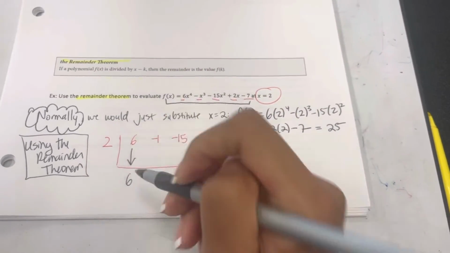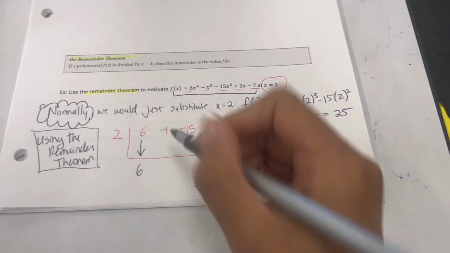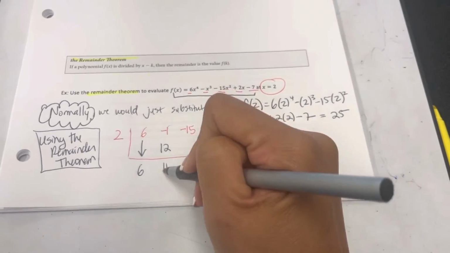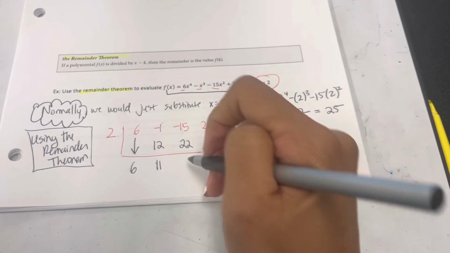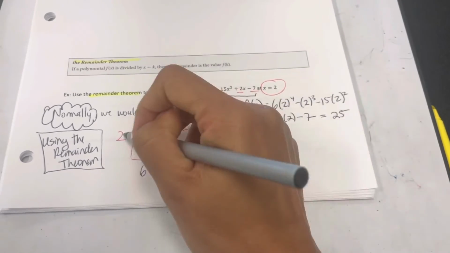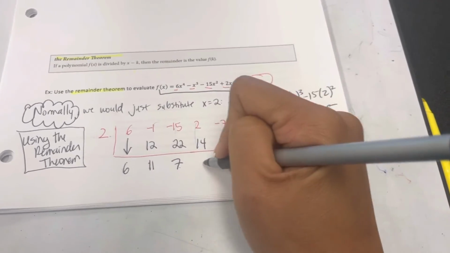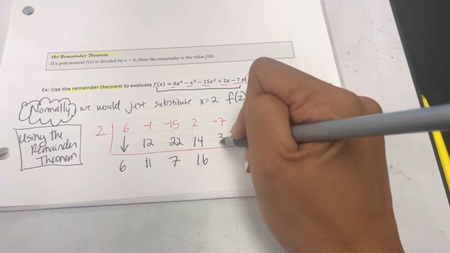We get 6. And then what do I get when I multiply? 12. Add these together, I get 11. Multiply, I get 22. Add these together, I get 7. Multiply these together. Add these together. Multiply. Add.